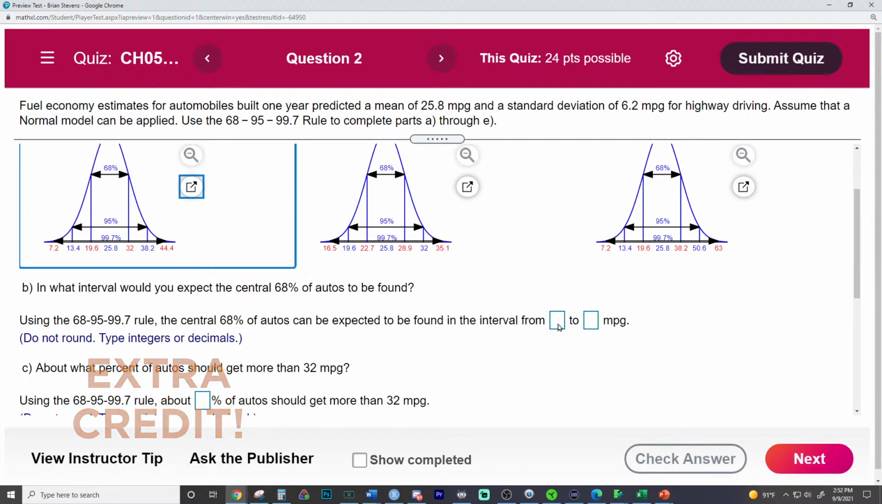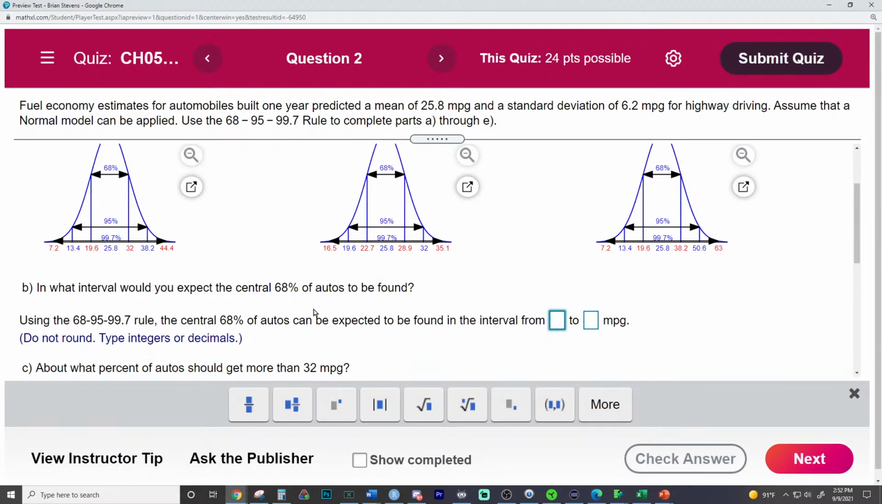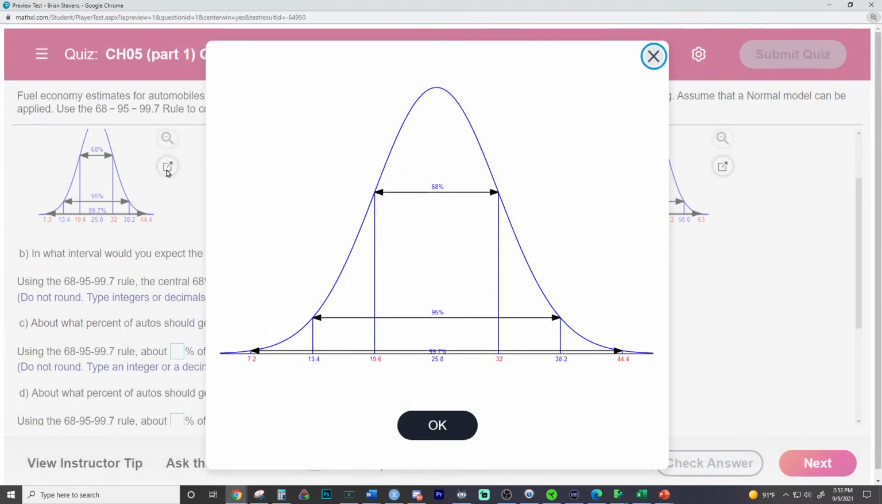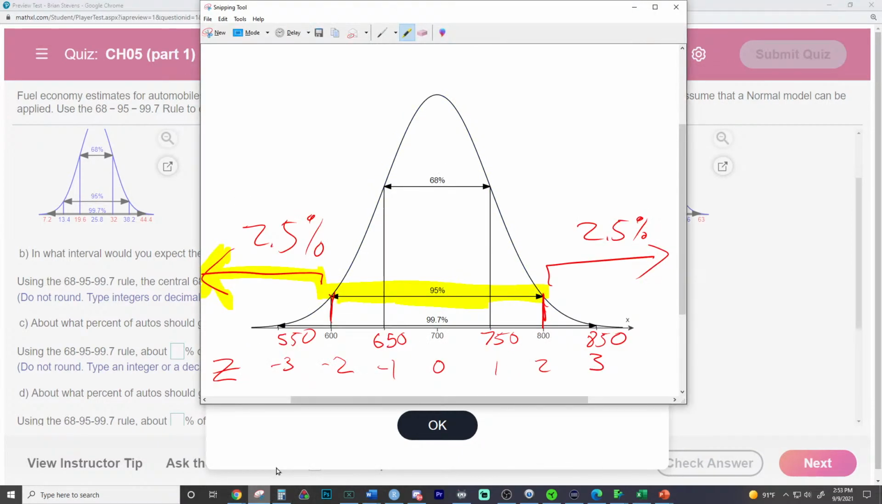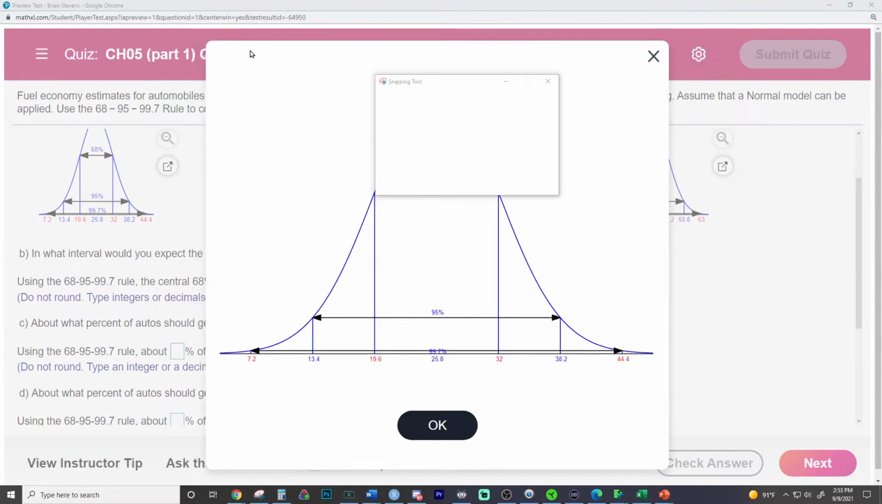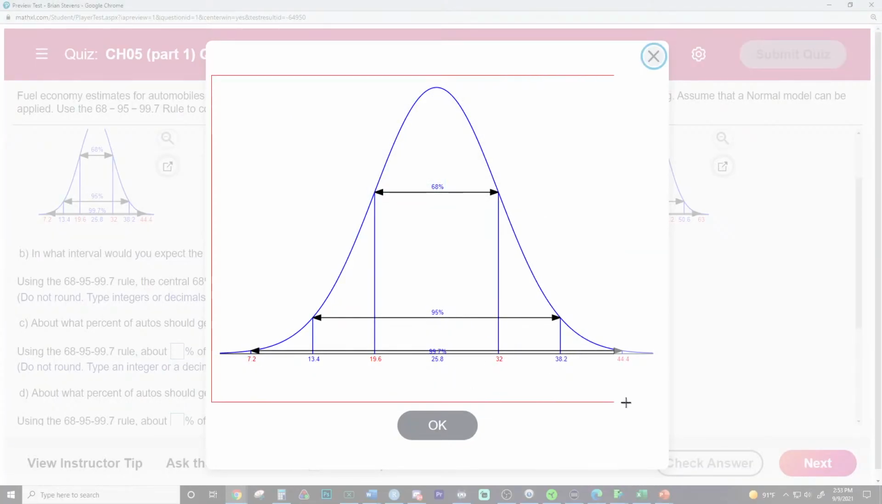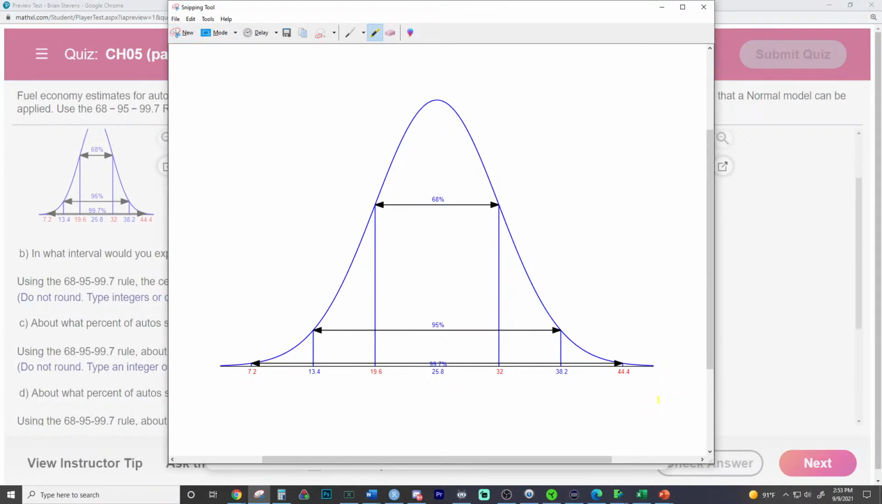So we are going to put the middle 68%. There we go. About what percent of autos should get more than 32? Tiffany, I know you got this because we've been covering this a lot right here. We remember how we were doing this. It's the same sort of stuff. And if you get these down, you'll be so good on the test. So the middle, or excuse me, we want above 32.